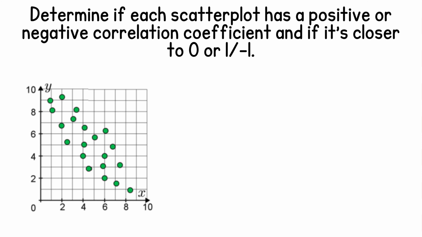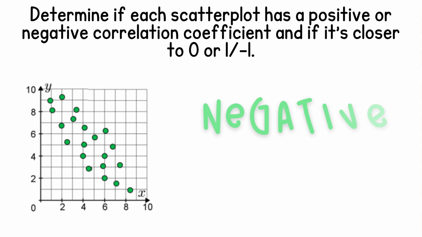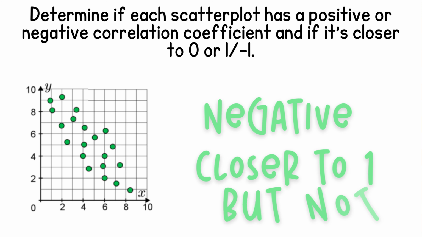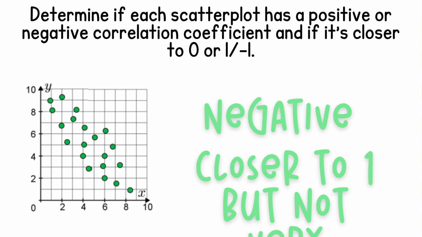Here's one more. We can see the points heading down as we go left to right. So this will be a negative correlation. Now we need to determine if it's closer to 0 or positive or -1. We can kind of see a linear model forming, so it will be closer to -1. So it'll be closer to -1, but not very close because the correlation isn't super strong.